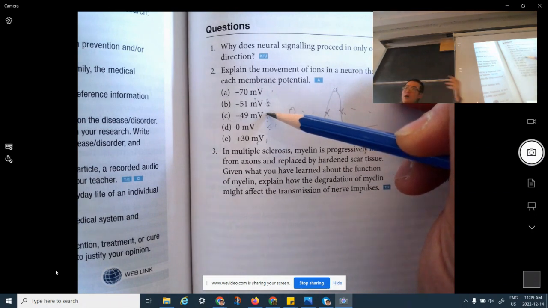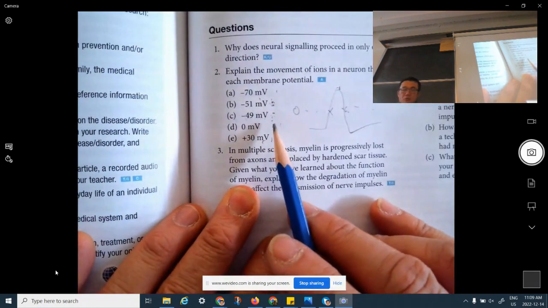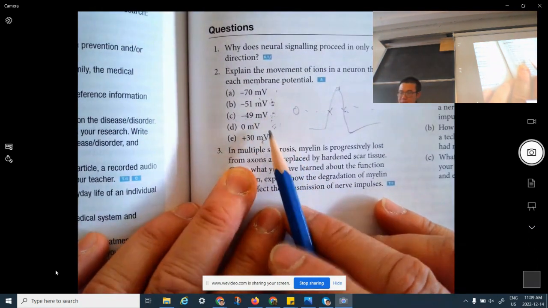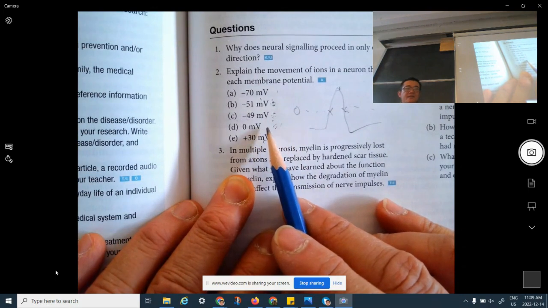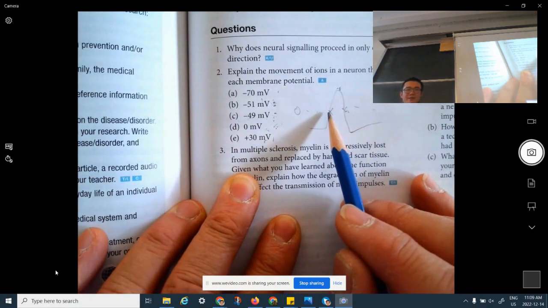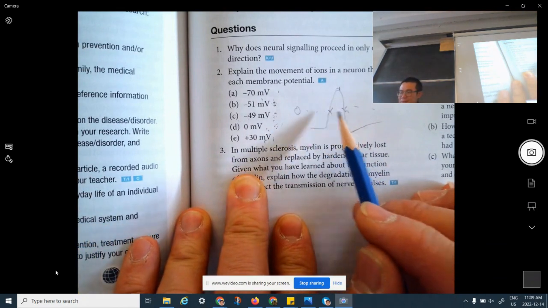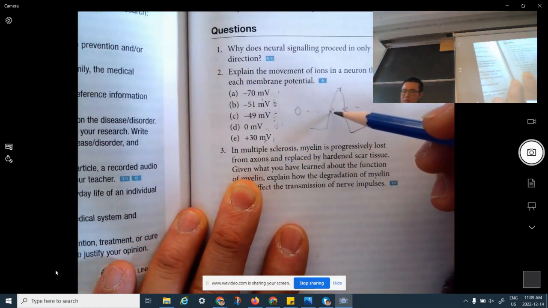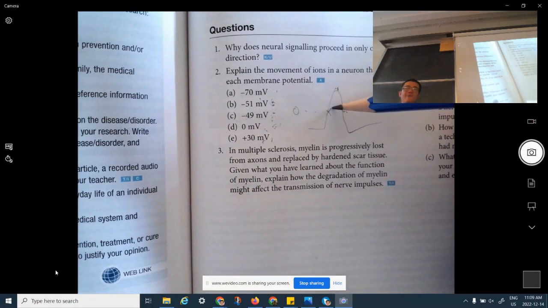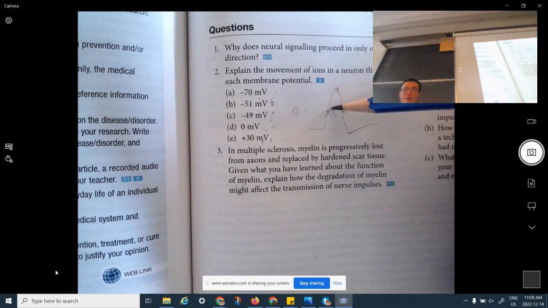So more, if not all, of the sodium voltage gated channels will open and sodium ions will rush into the neuron, to the inside of the membrane. Are we good? Okay. So D, 0 millivolts. On the action potential we have 0 millivolts twice. So let's just talk about the first time, the 0 millivolts on the way up.